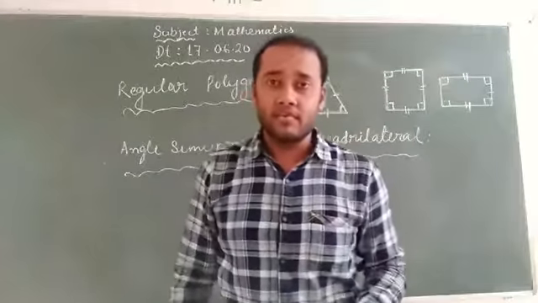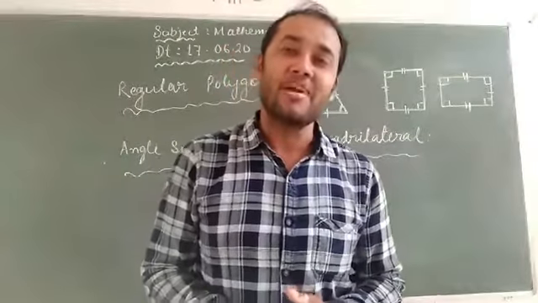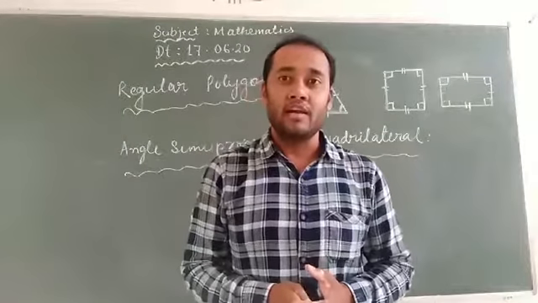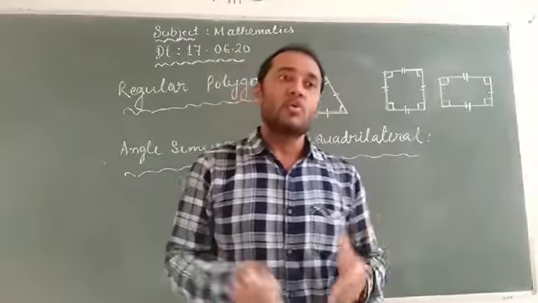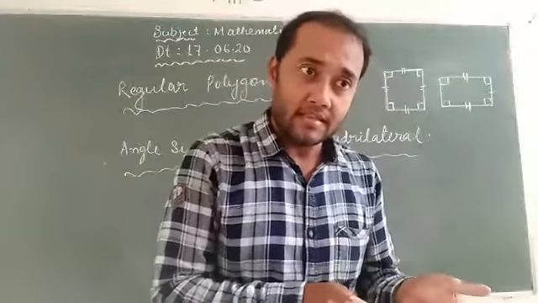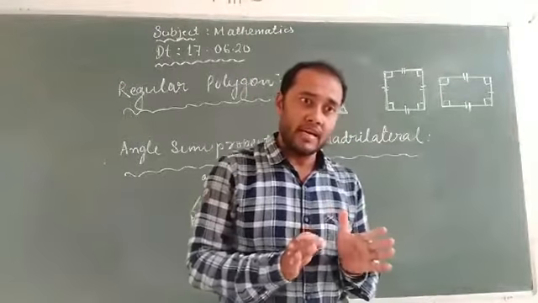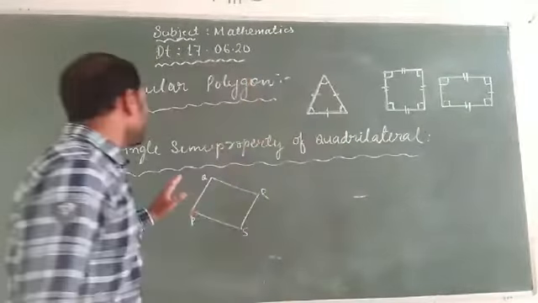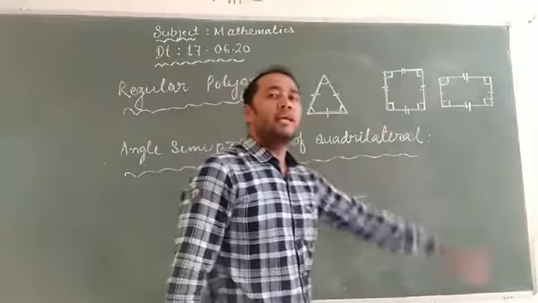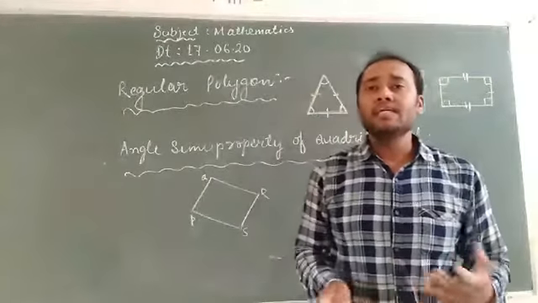So ask yourself, can you call it a regular polygon? Yes, I am right, and you are also. It's not a regular polygon, right? So regular polygon means the figure must have equal sides and the figure must have equal angles, right? Okay. Now let us move on to the next part, that is the angle sum property of quadrilaterals. What is the angle sum property?